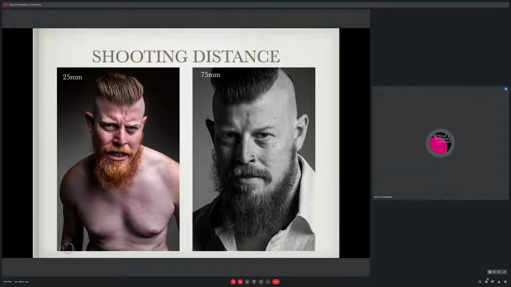Whereas in the second picture, it's shot at 75 mil, so I've stepped all the way back, zoomed in a bit more, and you can see that the orientation and the way his face looks is quite different. So by stepping back and zooming in, you almost present the way they look normally when you're looking at someone within normal speaking distance. Whereas if you want to go for something quite funky and distorted, shoot wide angle, get really close.